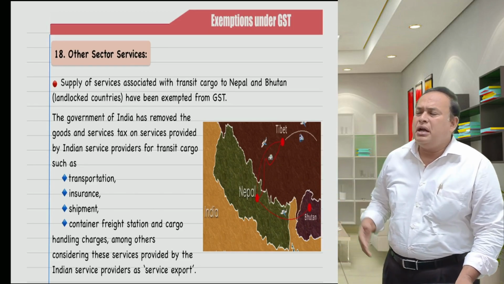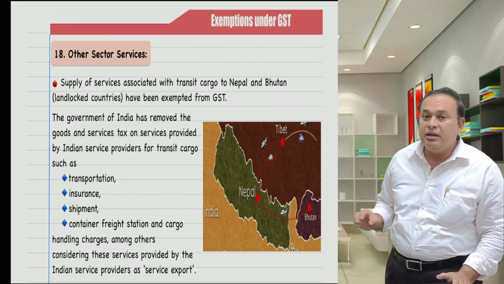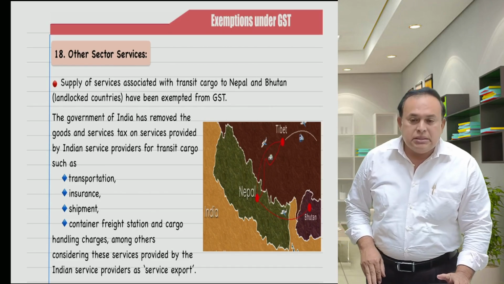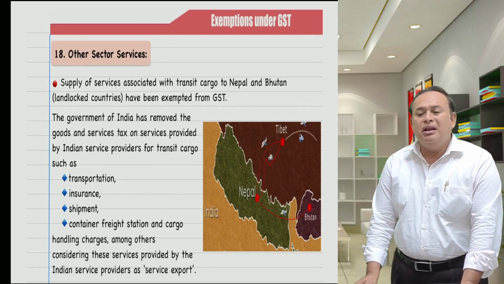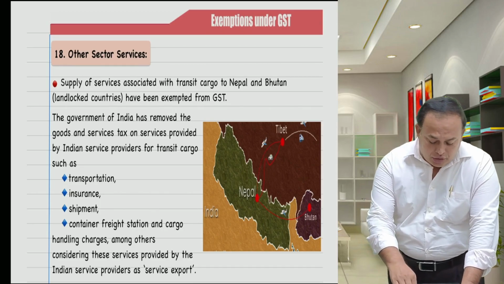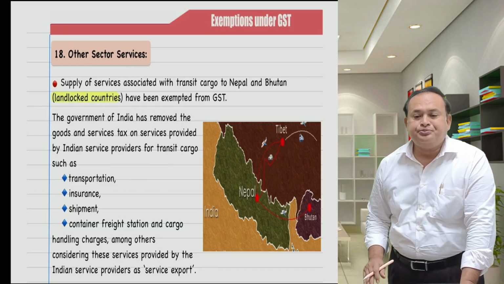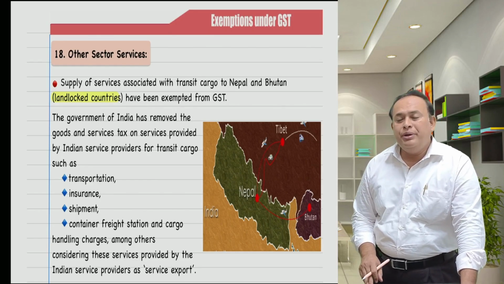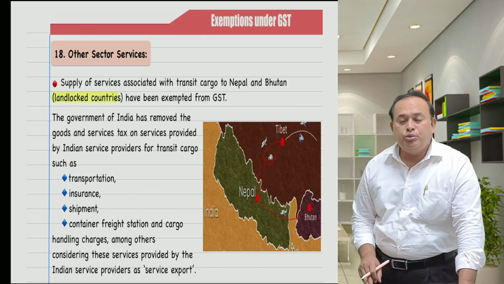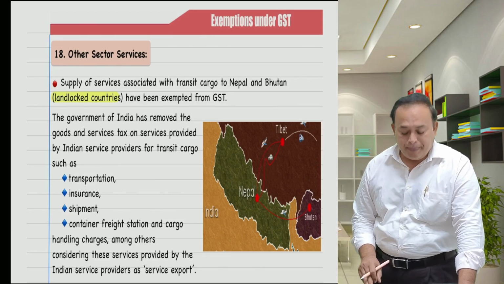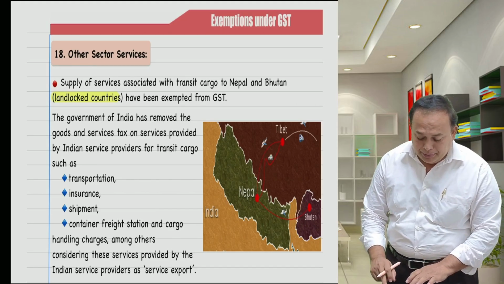Other sector services, I can say miscellaneous nature. What type of service am I bringing here which qualifies for exemption? Supply of services associated with transit cargo to Nepal and Bhutan, which we also call landlocked countries, have been exempted from the GST. What do you mean by this? Associated cost, Nepal to Bhutan or Bhutan to Nepal, as the case may be. Landlocked country, if you refer carefully in the particular map.